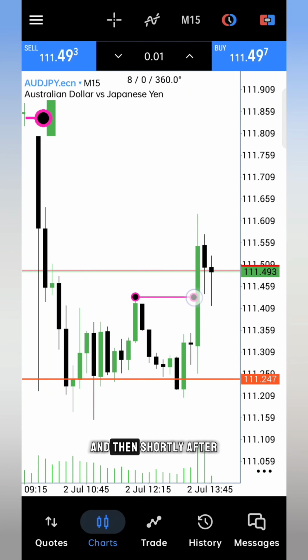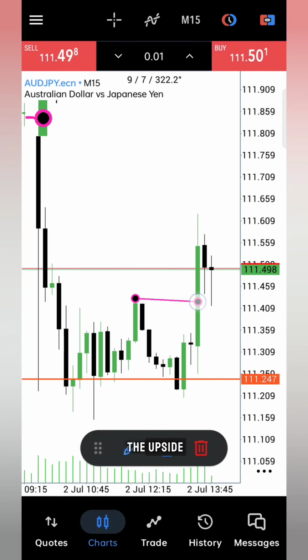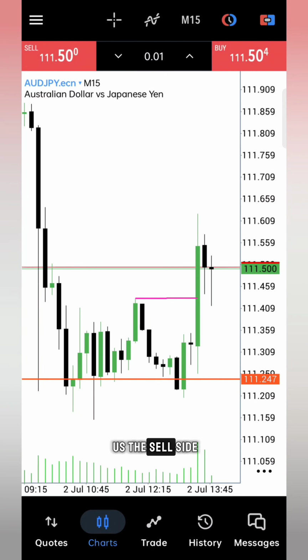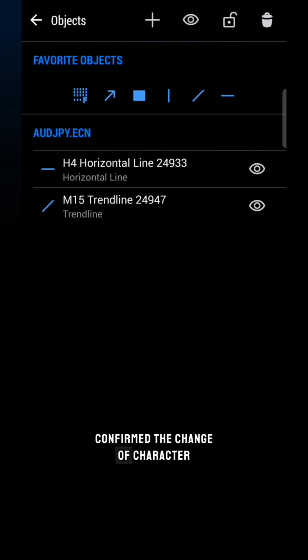A few moments later, shortly after identifying that lower high level, price broke above it and confirmed a clear change of character to the upside. This is exactly what I was waiting for. Higher time frame showed us the sell side liquidity sweep. Lower time frame just confirmed the change of character.